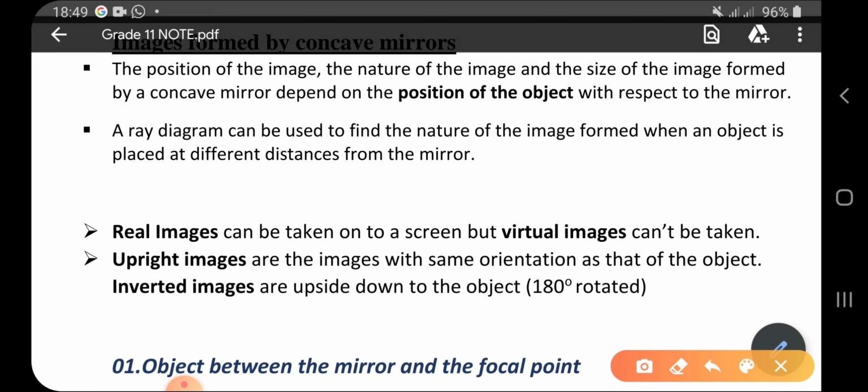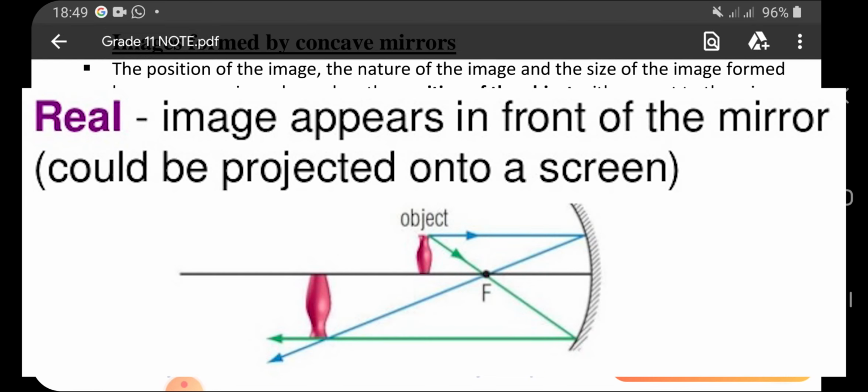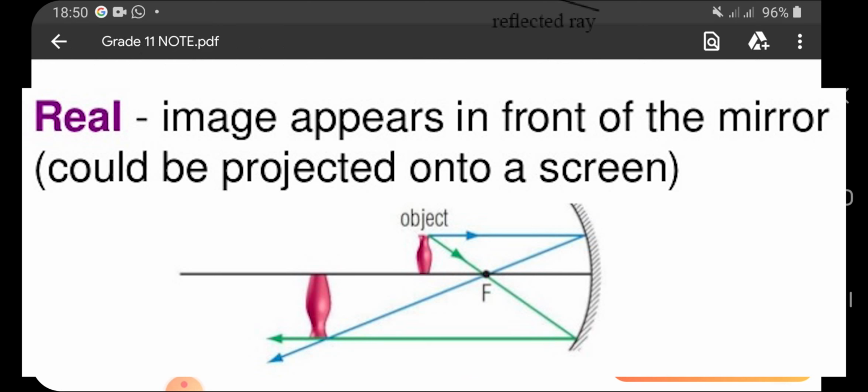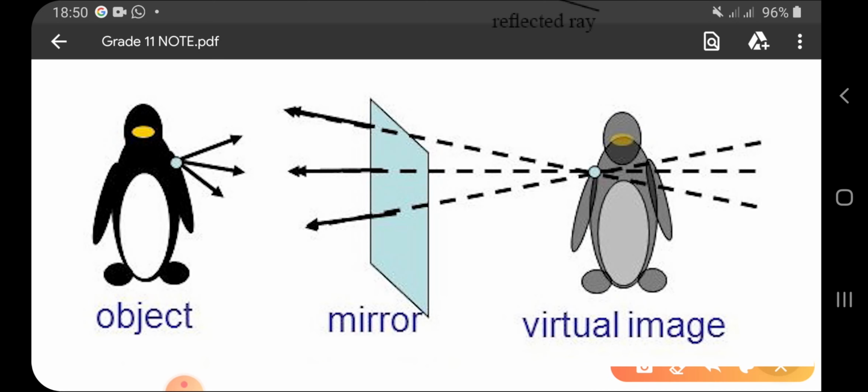In real images, the image formed can be taken onto a screen. For example, if you use a mirror and it forms a real image, and if you keep a screen at the place where it forms the real image, you can get that image onto the screen. It's like a normal TV screen, you can get the picture there, right? But if it's a virtual image, you can't get it, right?